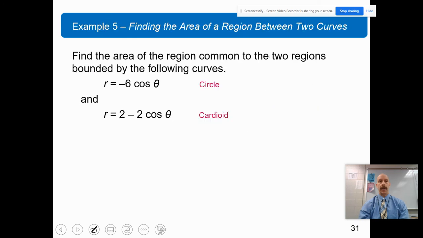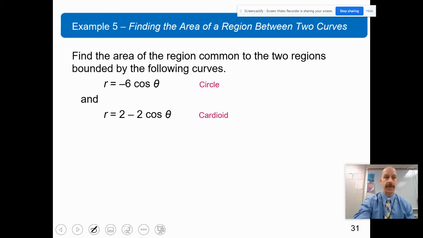So let's go ahead and look at our final example here. I think this is our final example, example 5. Let's find the area between two curves. And by the way, that's why we want to be able to determine those points of intersection, because if you have to find area between curves, you have to figure out what their intersections are.